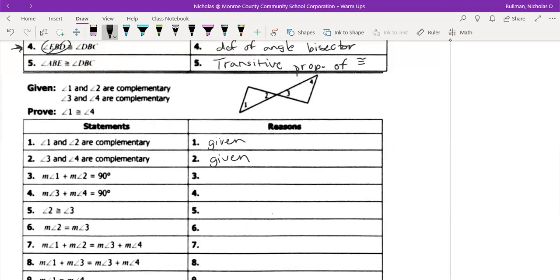Now they state that the measure of angle 1 plus the measure of angle 2 equals 90 degrees. Well, statement 1 said they were complementary, which means that they add to 90 degrees. So this has to be my definition of complementary angles. The next one says the measure of angle 3 plus the measure of angle 4 equals 90 degrees. Well, statement 2 referenced angle 3 and angle 4 and said they were complementary, which means they add to 90. So again, this is my definition of complementary angles.